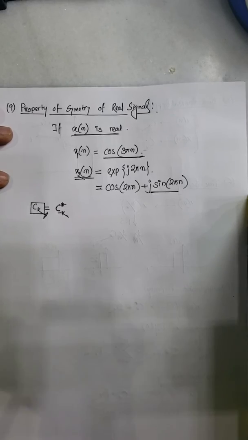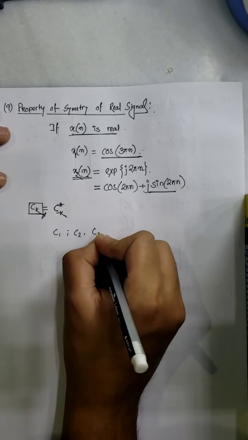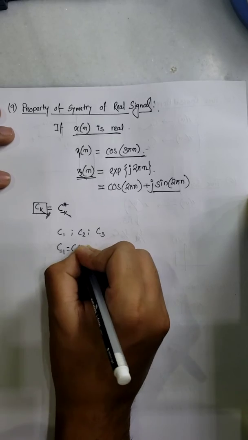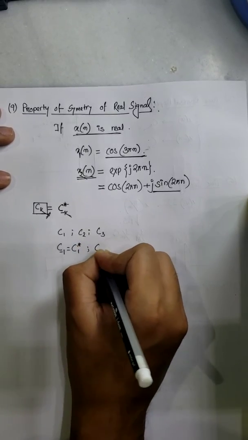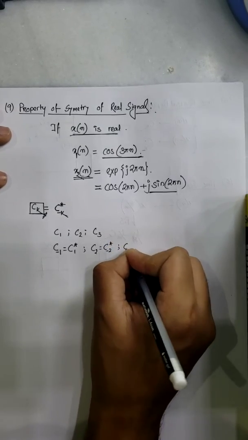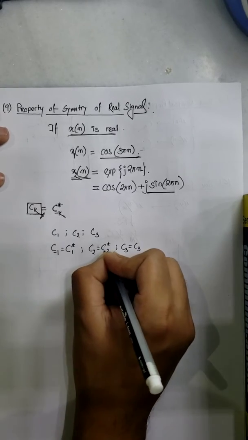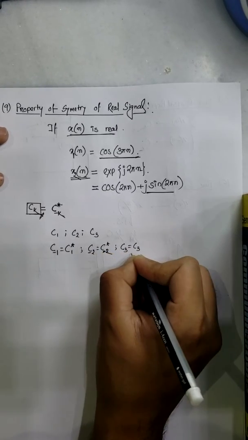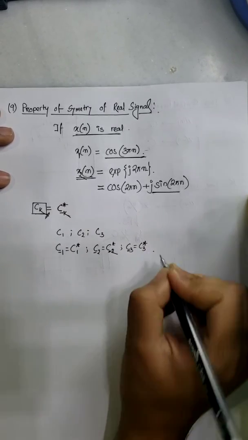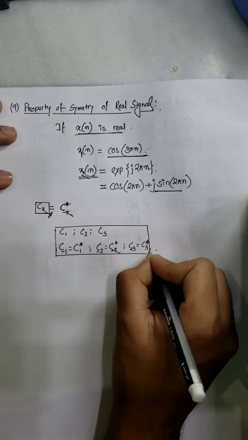What I mean to say is that if you have found out C of 1, C of 2, C of 3, you can simply find out C of minus 1 to be equal to the conjugate of C of 1, C of minus 2 equal to the conjugate of C of 2, and consequently C of minus 3 equal to the conjugate of C of 3. So this makes life much easier in mathematical calculation.